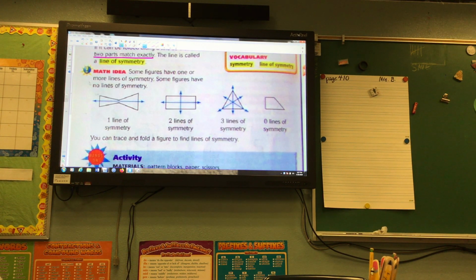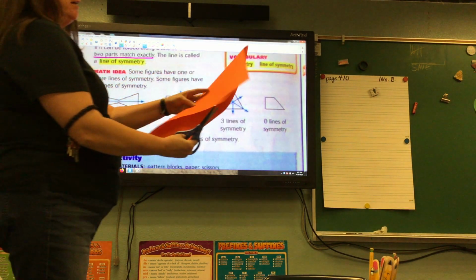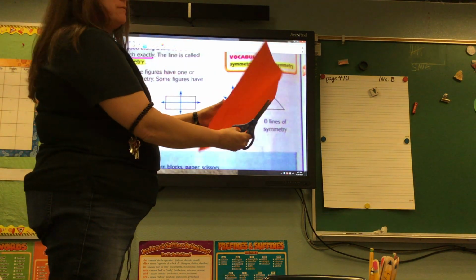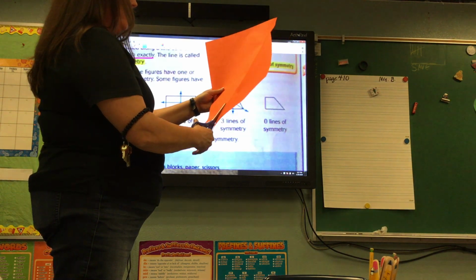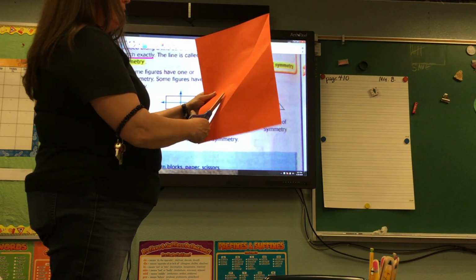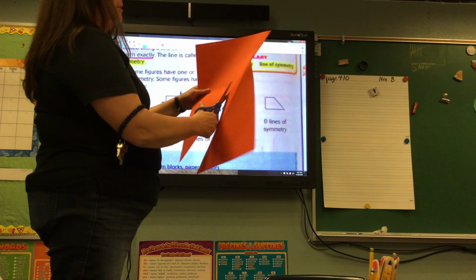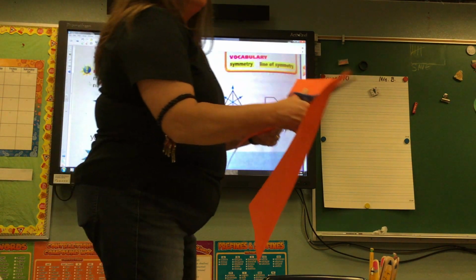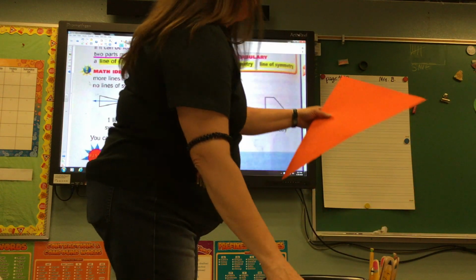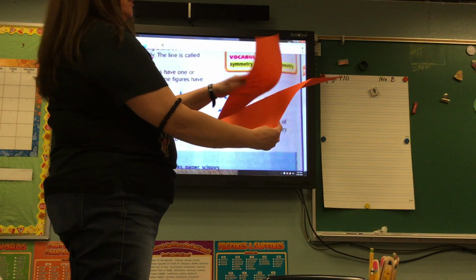Okay. This line of symmetry did not match, so that's not actually a line of symmetry. But if I were to cut it this way, I would have 2 congruent shapes. So be careful with that one. That actually is not a line of symmetry. If I folded it from here to here, it wouldn't match.